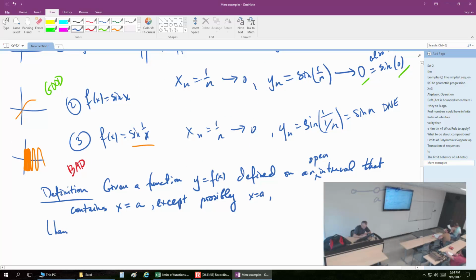So then the limit of y equals f of x as x approaches a is a number L that satisfies.